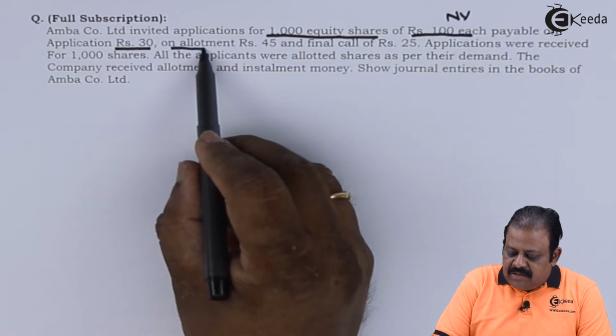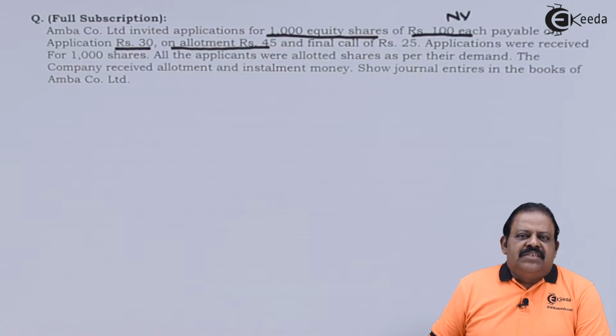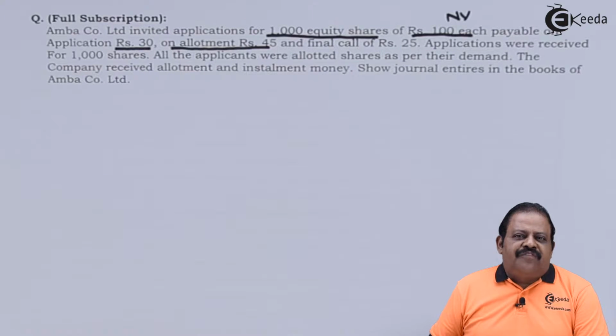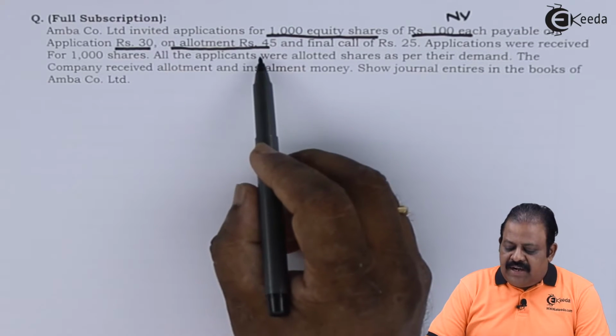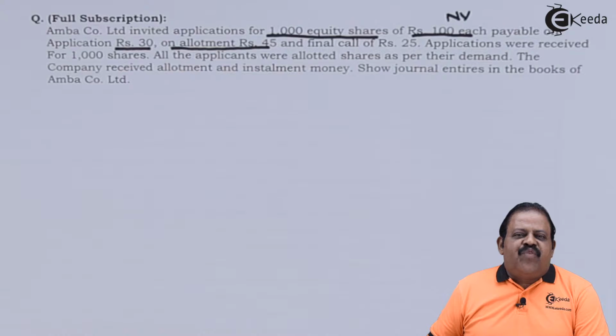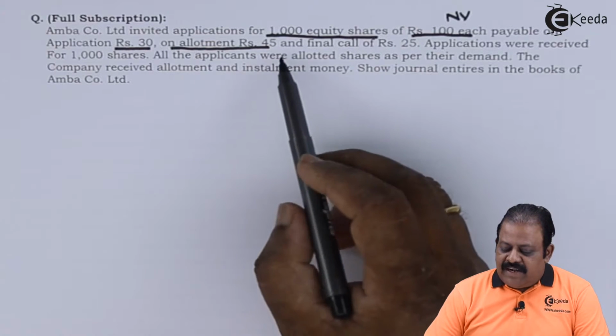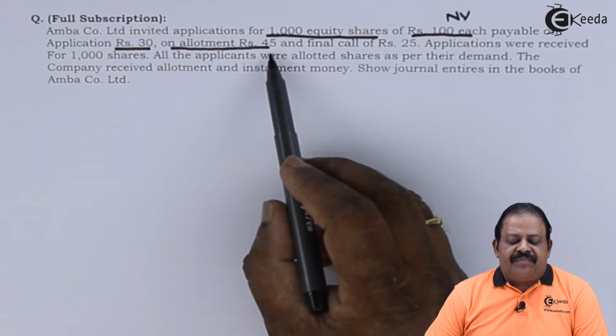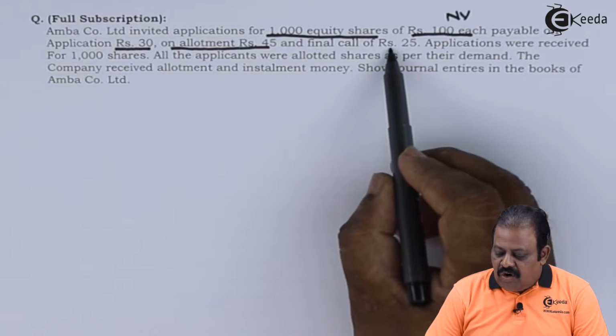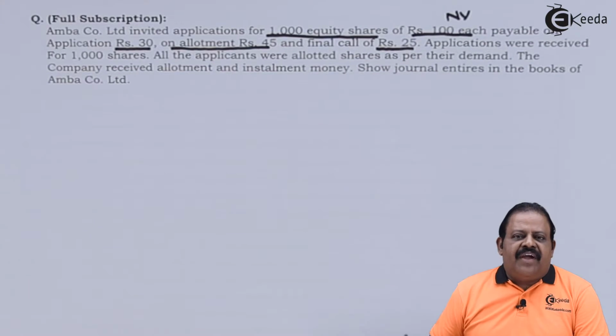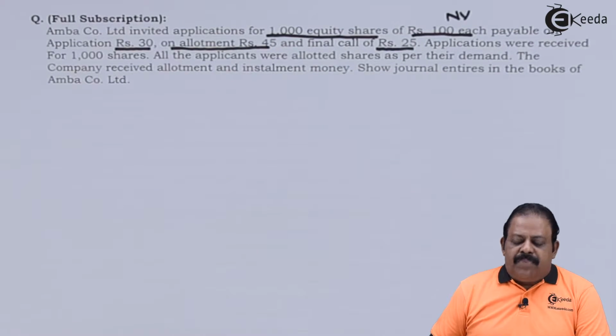On allotment, rupees 45. This is the second part of payment, that is called the allotment amount, rupees 45 per share. When the company sends the letter of allotment to the shareholder, it demands allotment money which the shareholder is required to pay. That is called the allotment amount, rupees 45. Then final call, rupees 25. After some period, the company demands the balance amount, rupees 25.